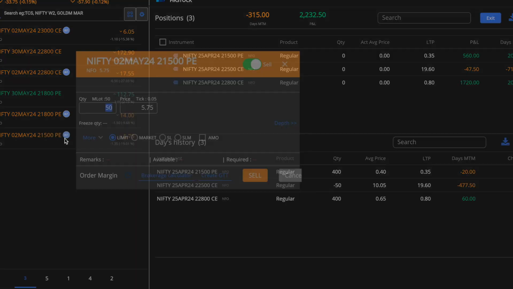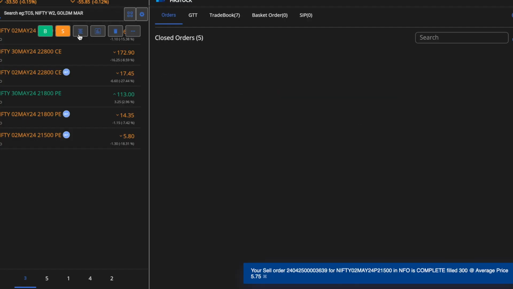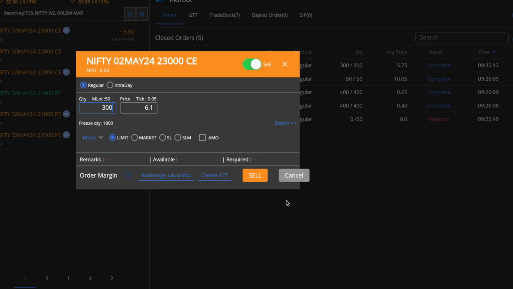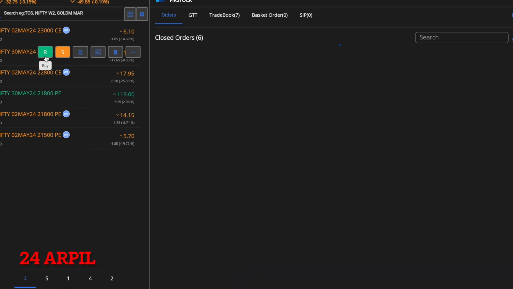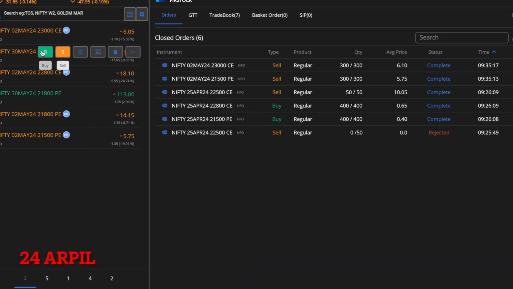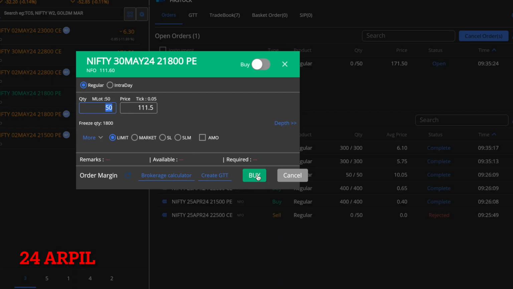Here is the CE. We start by selling this. 6 lots is 300 quantity. Here we sell it. Here again we sell it. Okay, both of these we have sold. Now we have to buy this 30th of May. We have to buy only one lot, and here we go ahead and buy this one lot.